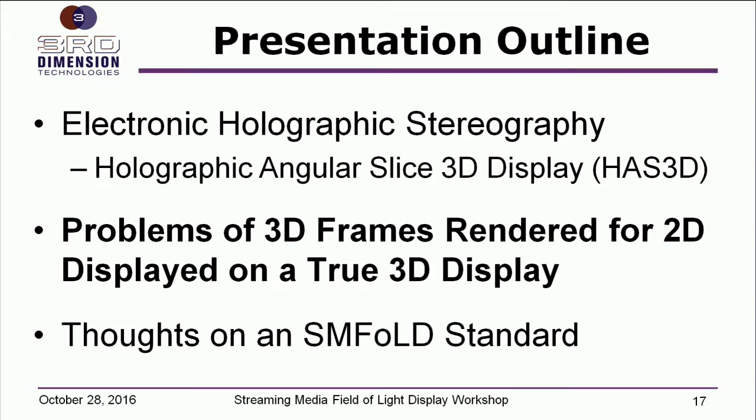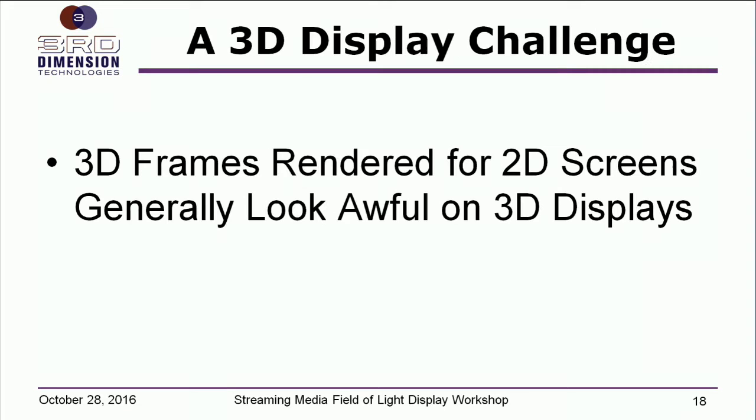So now we're going to move on from talking about 3D displays to problems of 3D frames rendered for 2D. Most of the programs out there that produce 3D are actually rendering for 2D displays. We intercept one of the views and then re-render it 20 or 30 times for each of our projectors from a different viewpoint. When you do that just stupidly, if you just take a 2D rendered frame and try to display it on your 3D display, it looks awful.